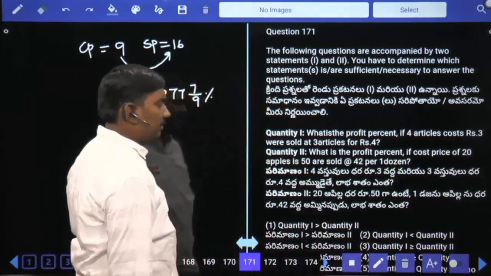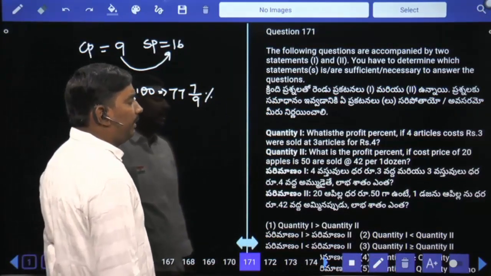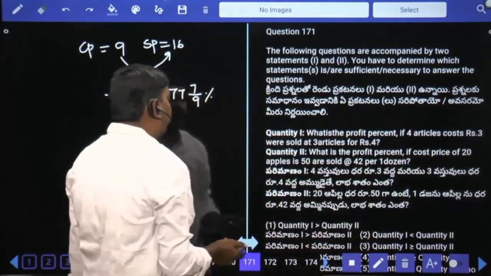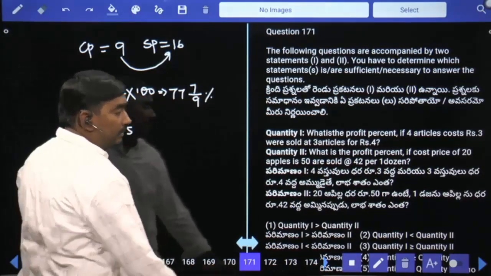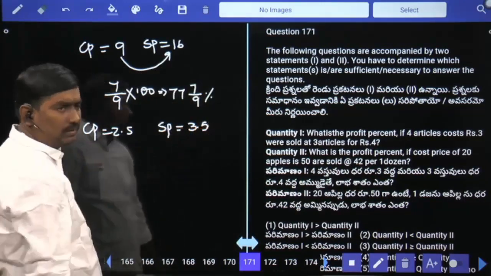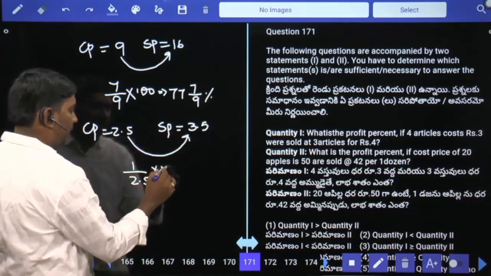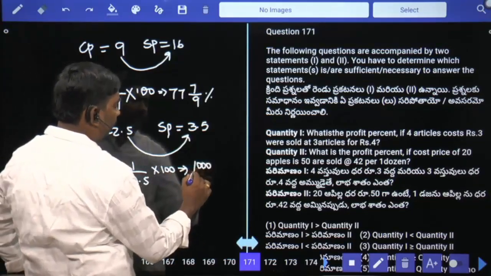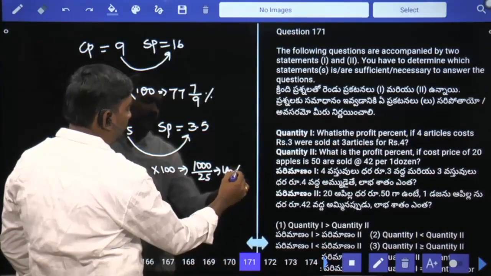Next, quantity 2. What is the profit percent? If cost price of 20 apples is 50 rupees, sold at 42 rupees per dozen. See, 20 apples 50 rupees, each apple 2.5 rupees. Dozen apples 42 rupees, each apple 3.5 rupees. Selling price 3.5, cost price 2.5. There is a profit of 1 rupee upon 2.5 rupees into 100. 1000 by 25, 40% profit. Quantity 1 is greater than quantity 2 is your answer.